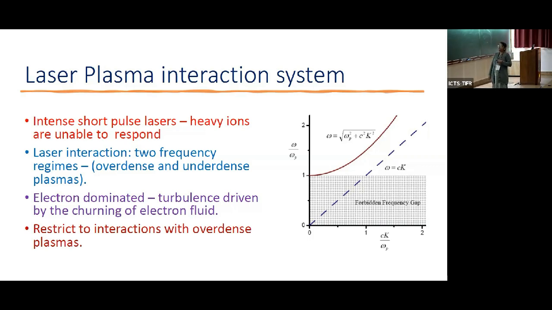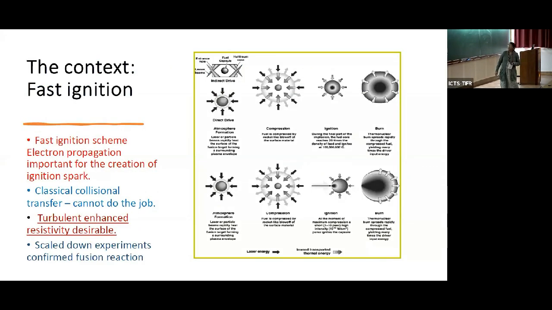The fast femtosecond laser pulses are short, and heavy ions are unable to respond. It's only electrons which get churned up, and then they drive magnetic turbulence. And in my talk, I'll be restricting to interaction with the overdense plasmas. And the context, as I mentioned, is the fast ignition.